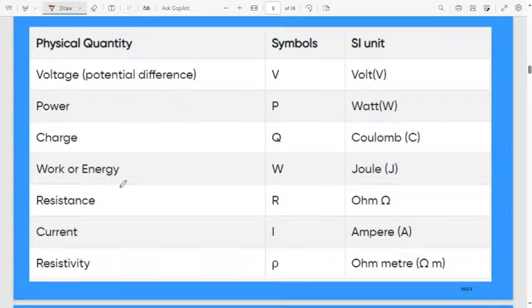Work or energy, both we will use W sometimes, even for energy we will use W. Both will be in joule. Resistance R, ohm. Then current I, ampere. Resistivity rho, the unit is ohm meter, not ohm per meter. Rho will be ohm meter. Remember.